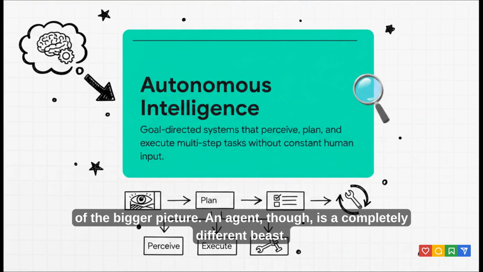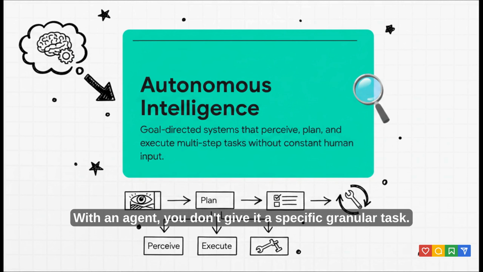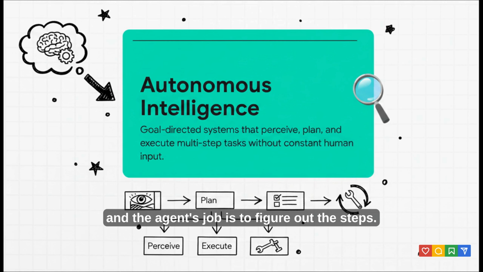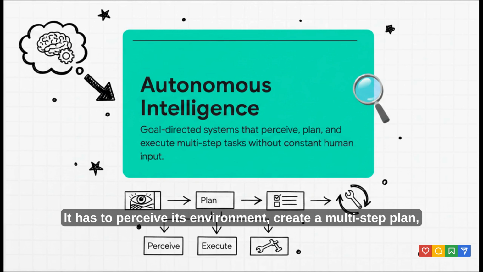An agent, though, is a completely different beast. With an agent, you don't give it a specific granular task. You give it a high-level goal, and the agent's job is to figure out the steps. It has to perceive its environment, create a multi-step plan, and then execute it, often using other tools or APIs, without you holding its hand and prompting it every step of the way.